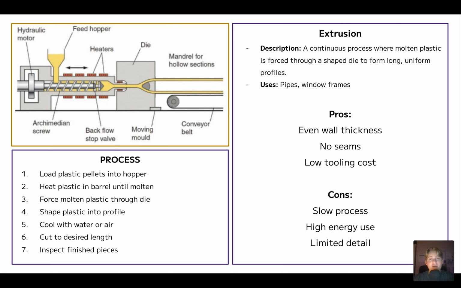So the process you need to describe in your exam is essentially just loading plastic pellets into a hopper, at which point the plastic pellets are heated until molten. The molten plastic is forced through the die, and then the plastic is shaped into a profile according to the die, and then it will cool essentially with air since it exits straight from the die, typically onto a conveyor belt, and it can be cut then to the desired length and inspected to ensure quality.